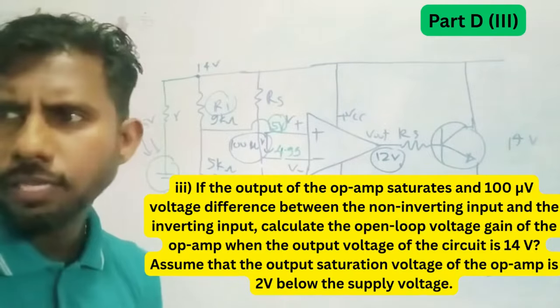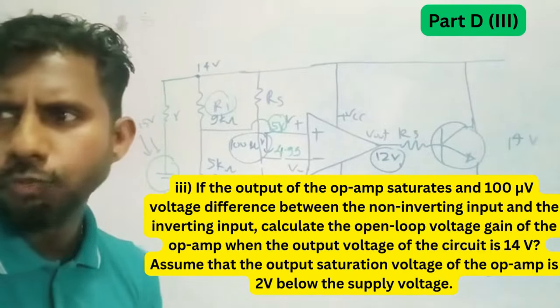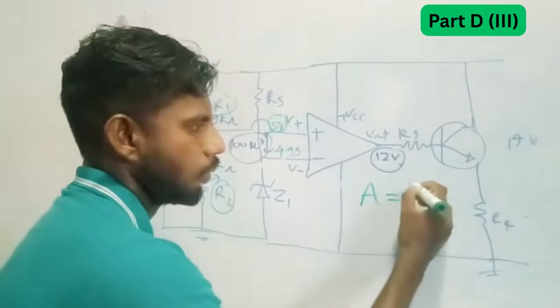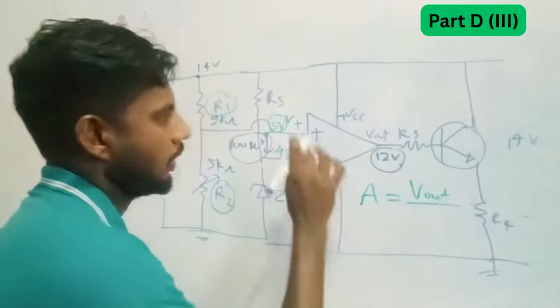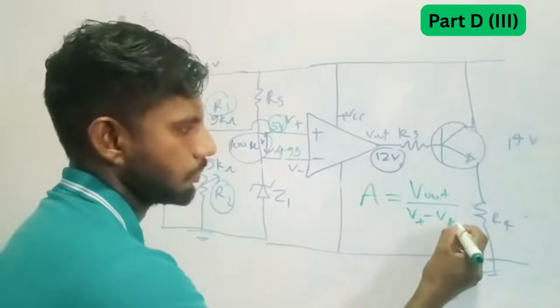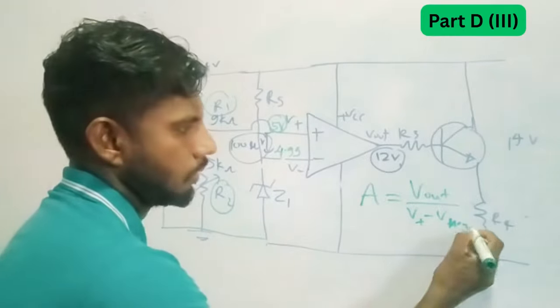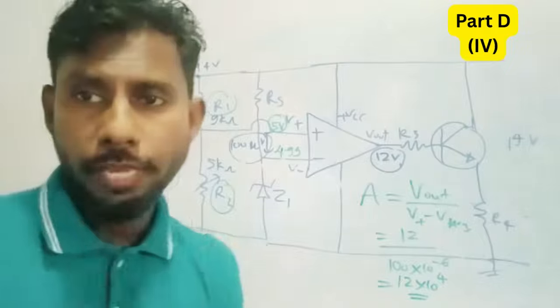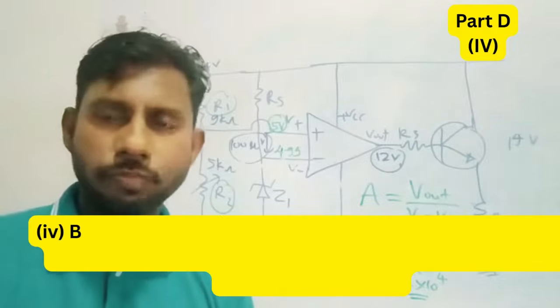So they're asking us to find the operational amplifier's open loop gain, right? So capital A, open loop gain, equals V out divided by V1 minus V2. What's V1 minus V2? V positive minus V negative. So V out is 12, V positive minus V negative is 100 microvolt, 100 into 10 to the power minus 6, so 10 to the power minus 4. That goes off, 12 into 10 to the power 4. That's the open loop gain. Right, easy question.